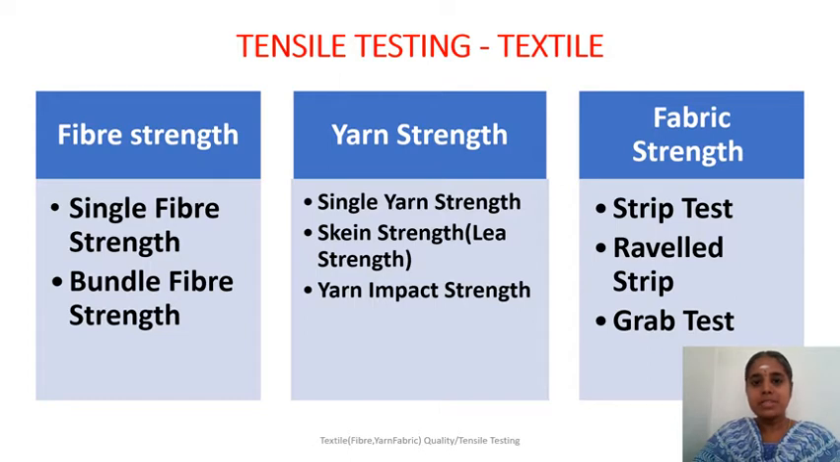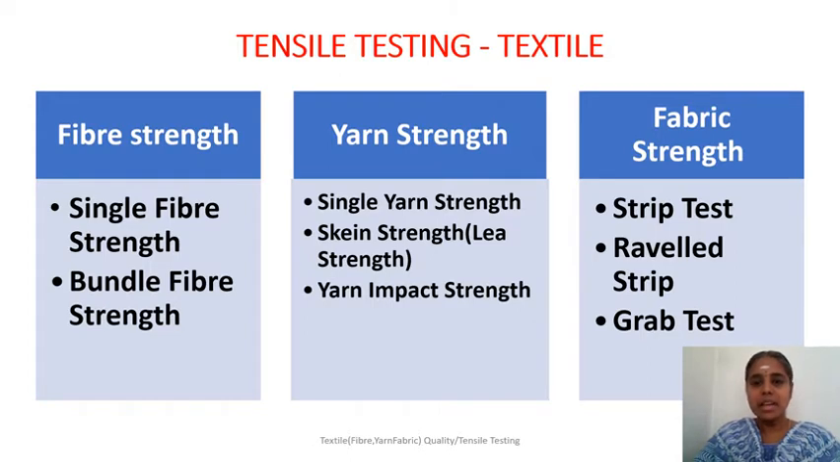For bundle fiber strength, a bunch of fibers are taken for tensile testing. A flat bunch of fibers are taken for tensile testing. When you go to yarn strength, there is single yarn strength, skein strength, which means a least strength, a bunch of yarns, and yarn impact strength.